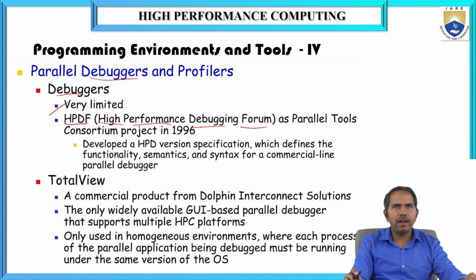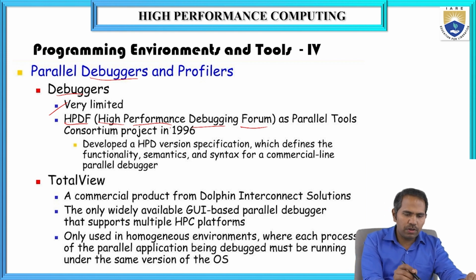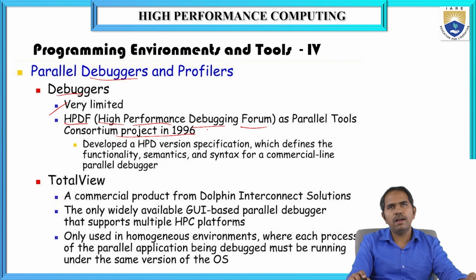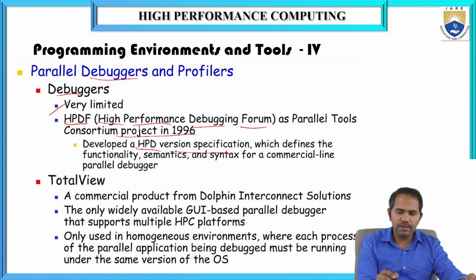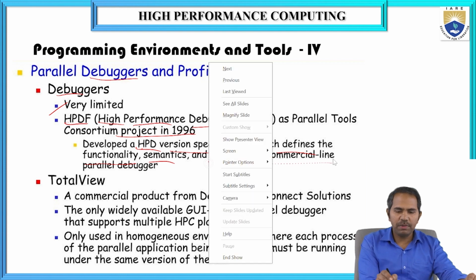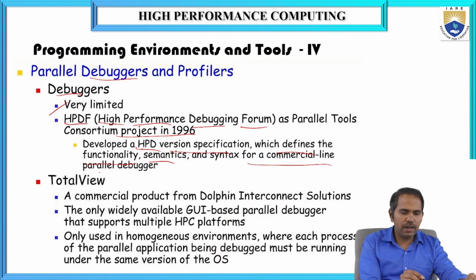It has to be used as a parallel tool. HPDF is a Parallel Tools Consortium project from 1996, now developed on HPD, the High Performance Debugging version specifications. HPD defines the functionality, semantics, and syntax for a commercial-line parallel debugger.